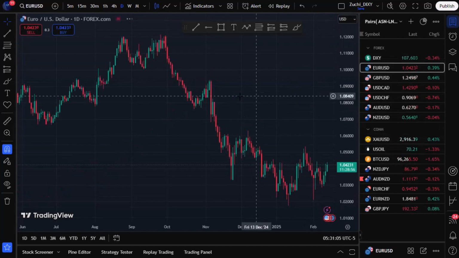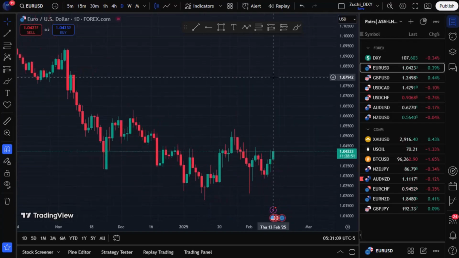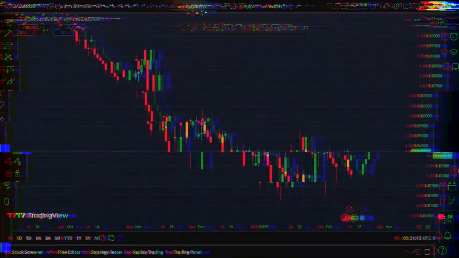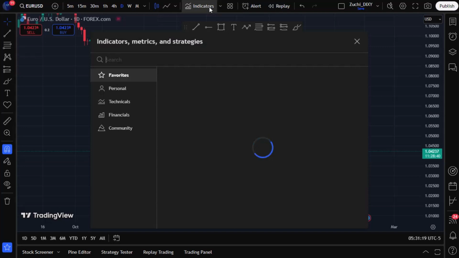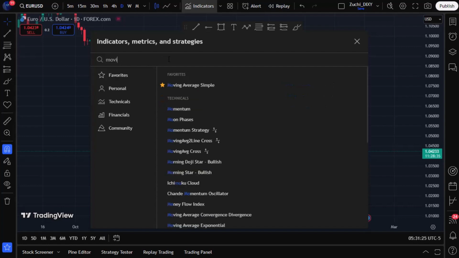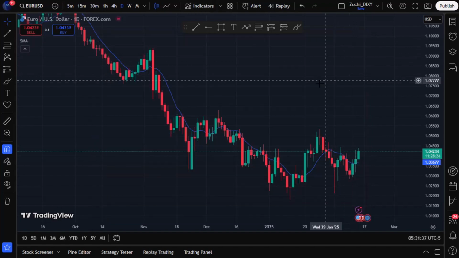We are going to try to input some indicators and see how we can use them in carrying out analysis. For me to input an indicator, all I need to do is come to this segment here, click on Indicators, and then select the indicator I want to use. I can simply search for the indicator that I want to use and also bookmark it as a favorite. I'm going to be applying the moving average, because this is a simple indicator that tells you the trend of the market.